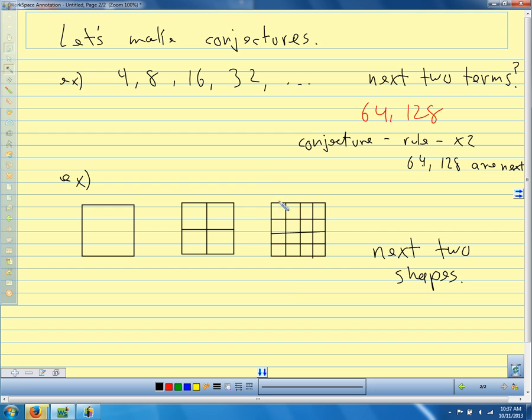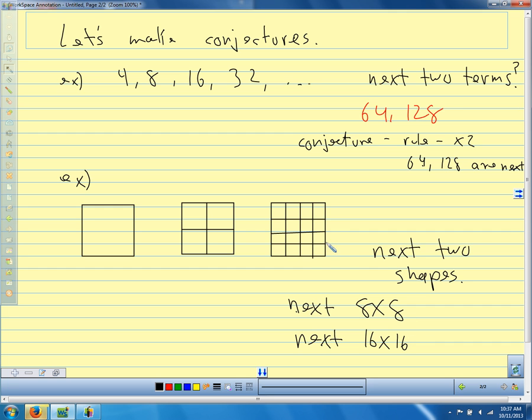So the next square would be 8 by 8, because we're doubling the number of squares on this side, and we're doubling the number of squares on that side. Then the next one after that would be how big? So we make one. The next one would be 8 by 8. Oh, it's right there. Yeah. So the next is 8 by 8, and then the next one after that would be 16 by 16.